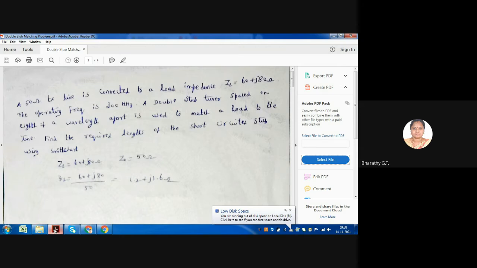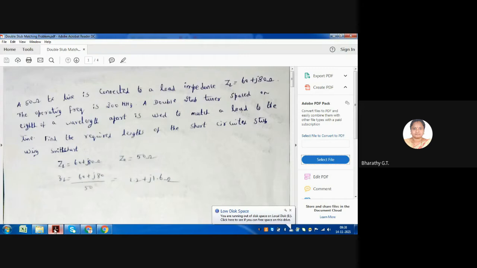For any Smith chart problem, what is the first step? First, you have to calculate the normalized impedance.